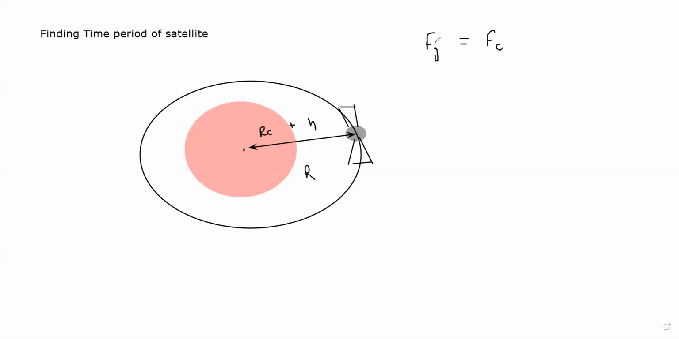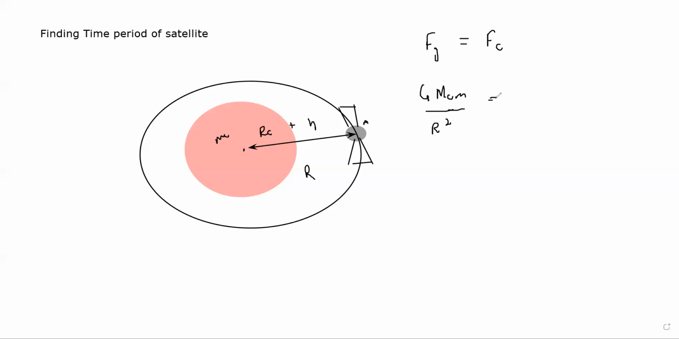And how do we represent the gravitational force? It is equal to G times the mass of Earth, because one of the objects is Earth, and the mass of the satellite is m, divided by r square. What is this r? R is the radius of Earth plus the height above the surface of the Earth. And what is the centripetal force? We know centripetal force is equal to mv square over r, or m r omega square.